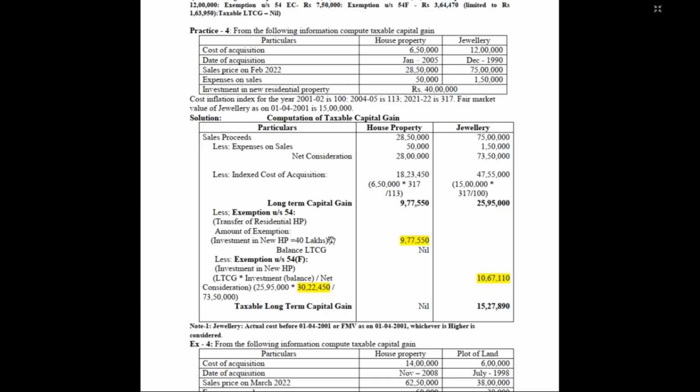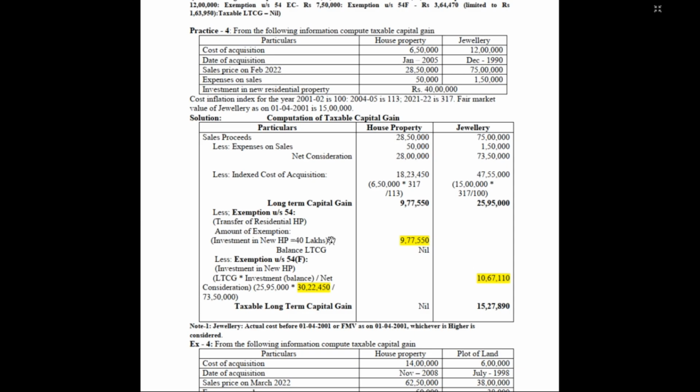Sale proceeds 28,50,000 and 75 lakh, less expenses on sales. Balance is net consideration, less indexed cost. For the house property, indexed cost will be 18,23,450, and for jewelry 47,55,000. Balance is long-term capital gain. Actually, these 2 capital assets were sold and the entire amount was invested in new residential house property. First, in case of house property, we can claim exemption under section 54, transfer of house property.